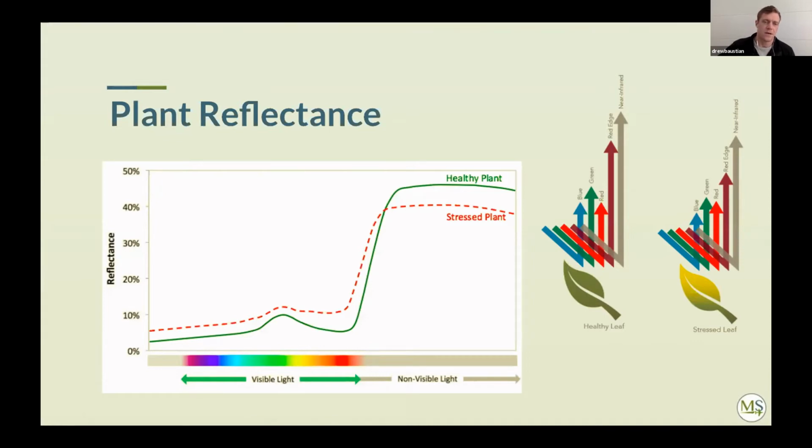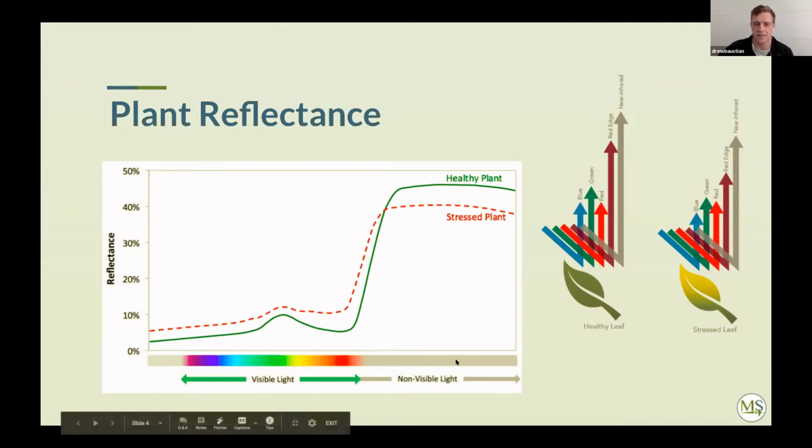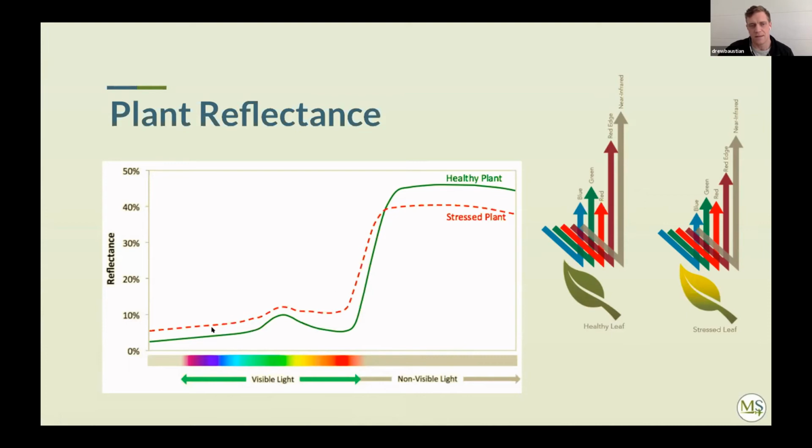So the graph itself, we're looking at percentage reflectance from 0 to 50%. If something has 0% reflectance, that probably means it's really dark. If something has 50% or higher reflectance, that means it's really bright. And then on the x-axis, we're looking at the visible portion of the light spectrum, and then the near infrared portion. And inside that graph are 2 lines.